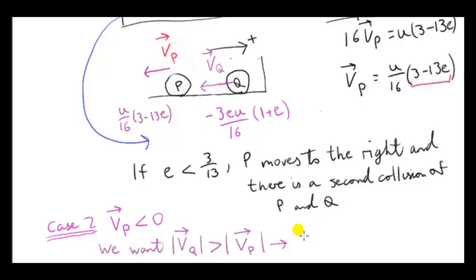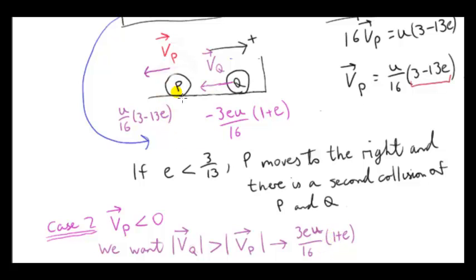So what's the speed of Q? Well, we just dropped the minus sign. So we get 3eu over 16 times 1 plus e. And we know that this is going to be positive. E is a positive number. U was a speed from the first part. It was the initial speed of P actually before the first collision. So that's positive. So clearly this thing is positive. So we have to make sure that if we're talking about speeds, the quantity is positive. Okay, so that's the speed of Q.